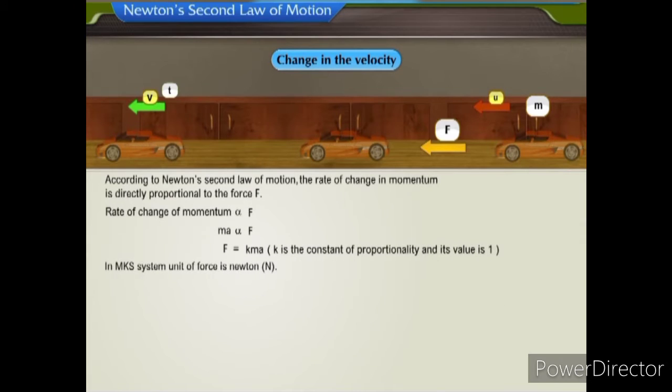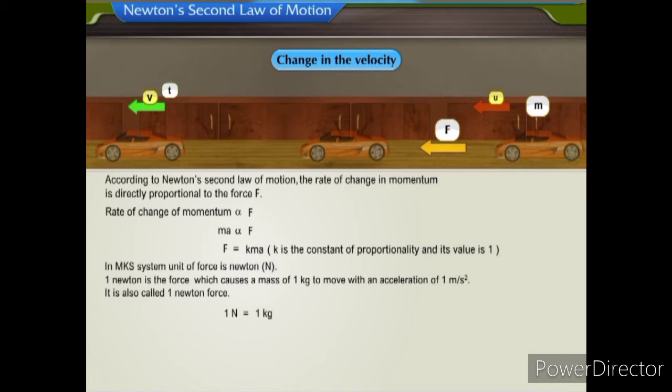In the MKS system, the unit of force is Newton. 1 Newton is the force which causes a mass of 1 kilogram to move with an acceleration of 1 meter per second square. It is also called 1 Newton force. 1 Newton is equal to 1 kg multiplied by 1 meter per second square.